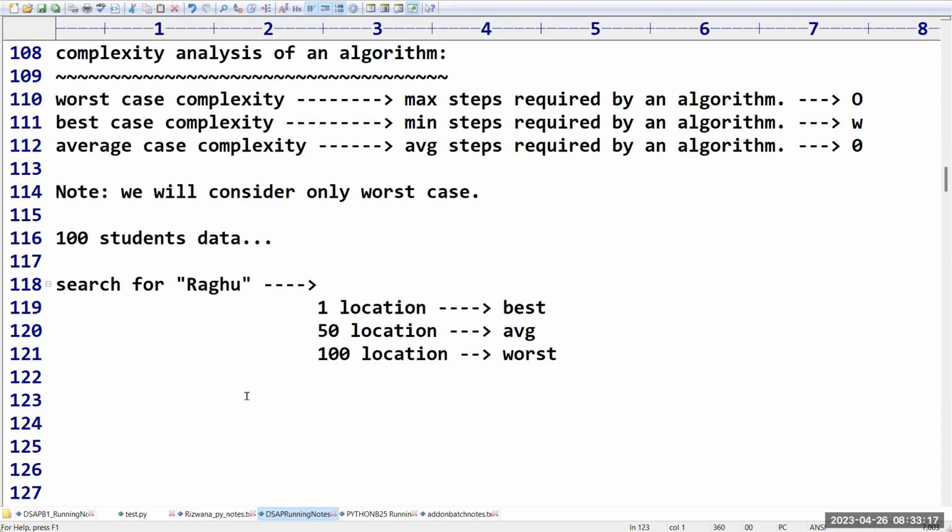Sir, I have a doubt. In the triple one line, there is a minimum steps required by the algorithm, W or O, right? Yes, O, sir. So sir, what is the symbolic representation for that? Just wait one minute, I will give that. Yeah, that is omega, right?